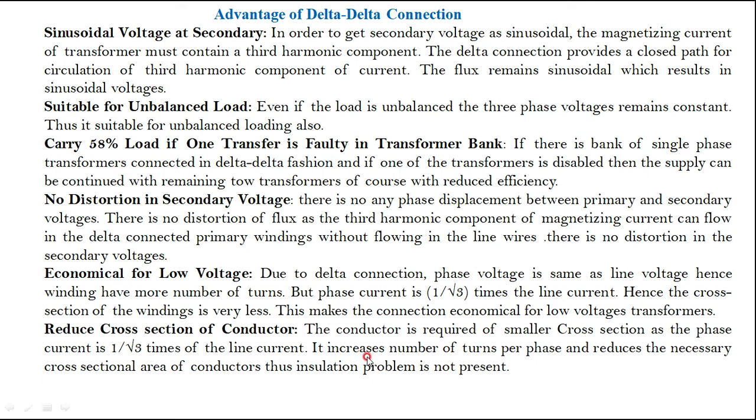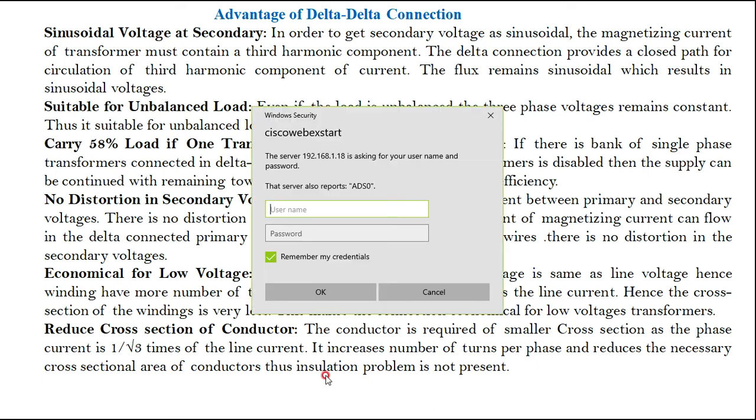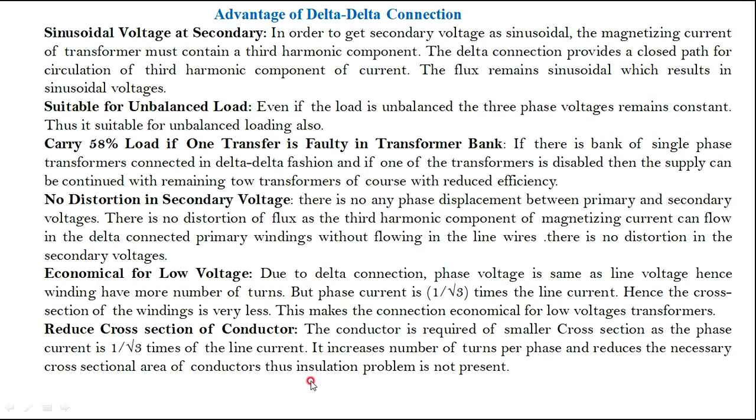It increases the number of turns per phase and reduces the necessary cross-sectional area of the conductor. Thus, the insulation problem is not present in the case of delta connections. These are some of the important advantages of the delta connection. In the next session, we will look into the zigzag connection of the three-phase transformer.